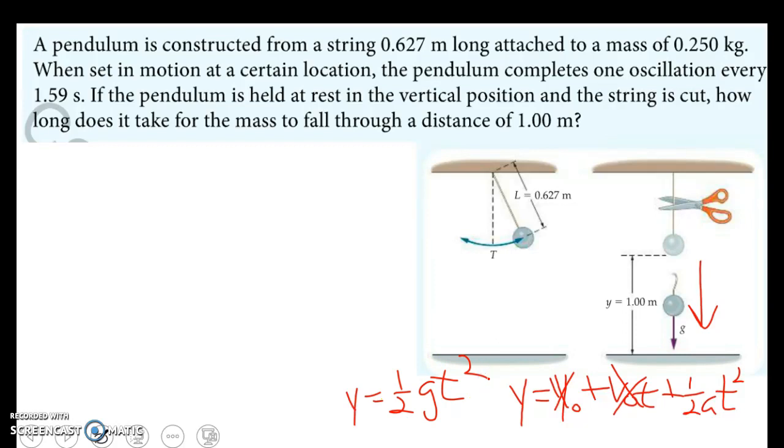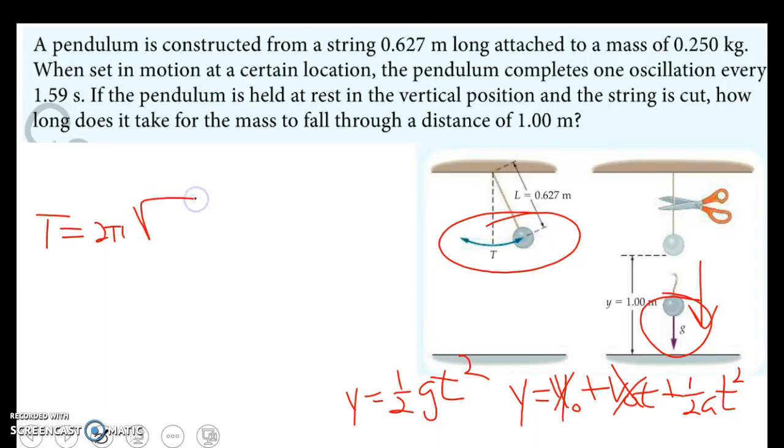Now, the question is, what is g in our location? That's where the rest of this information comes into play, because we can use the period of a pendulum to find g. So we know our period is 1.59, and we know that our length is 0.627, and we're going to solve for g.